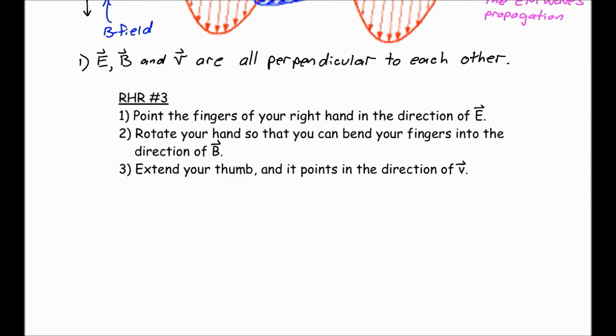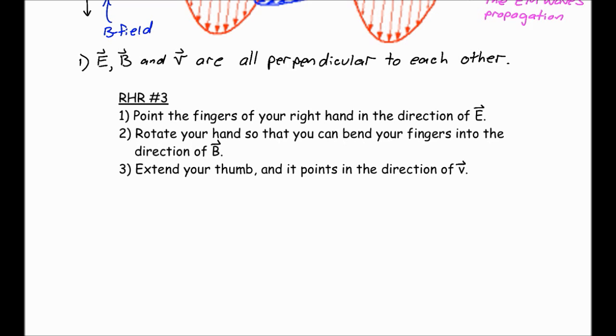So the steps are: point the fingers of your right hand in the direction of the electric field, then rotate your hand so that you can bend your fingers into the direction of the B field, and then extend your thumb, and it points in the direction of the propagation speed v. So for now, I'll just state these steps, and then we'll practice them in class.